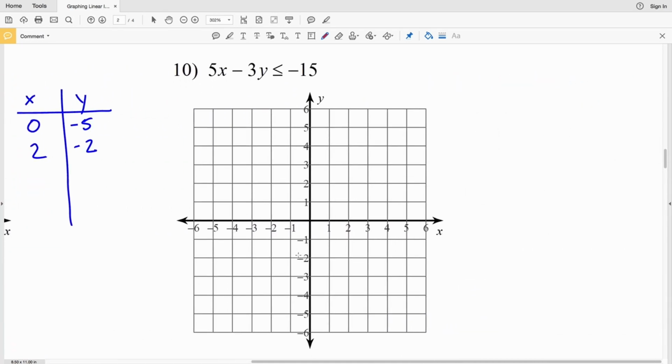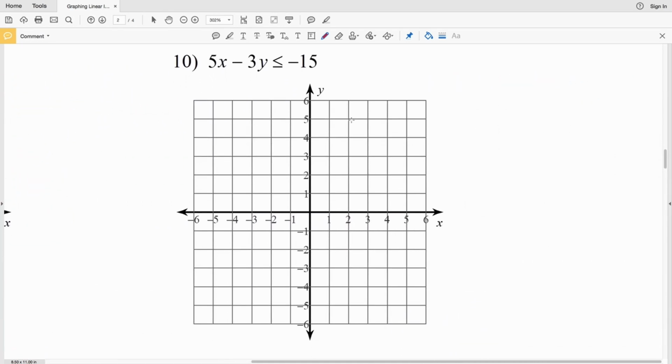Let's move on to number 10. In number 10, I'm going to start by rewriting this in slope-intercept form. So I'm going to start by subtracting 5x from both sides. I'll get that negative 3y is less than or equal to negative 5x minus 15. Then I'm going to divide both sides by a negative 3.